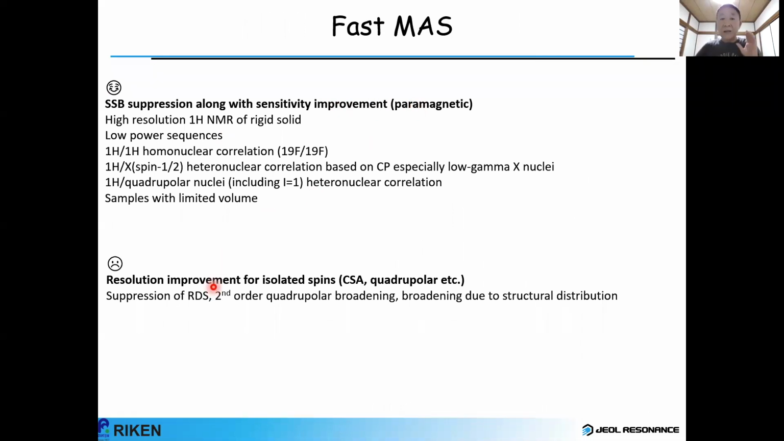But the line shape doesn't change depending on the spinning frequency. If your broadening comes from chemical shift anisotropy and quadrupolar interaction, and you need higher resolution, we have to think about something else.